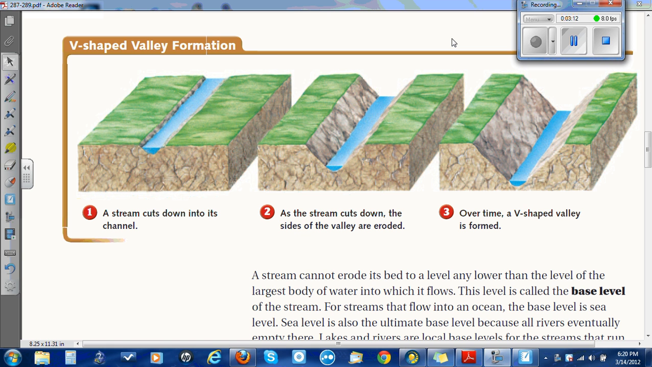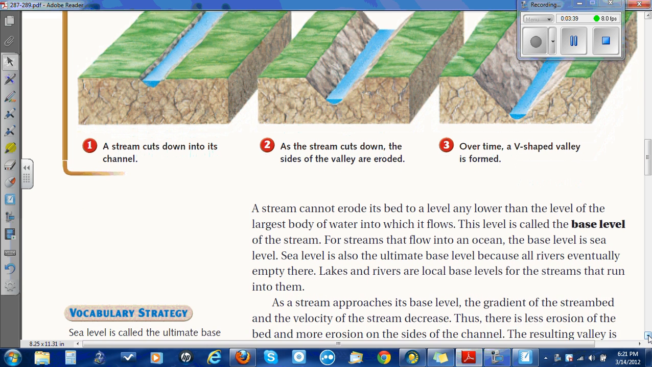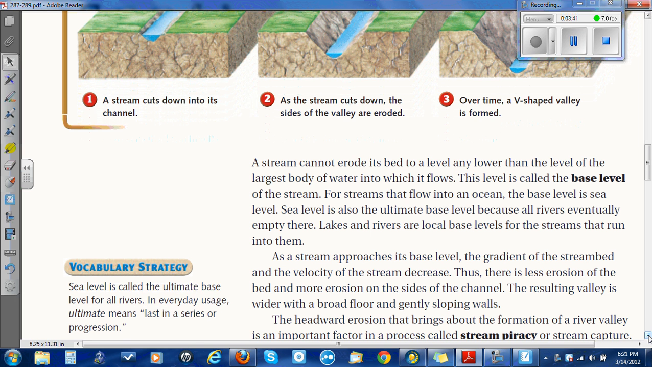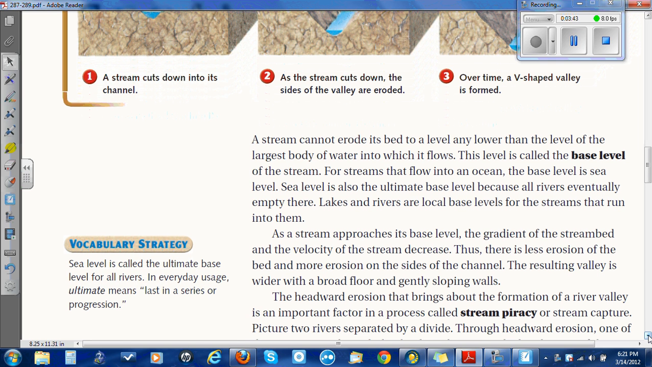V-shaped valley formation. In graphic number 1, you can see that a stream cuts down into its channel. In graphic 2, as the stream cuts down, the sides of the valley are eroded. And finally, in graphic 3, over time, a V-shaped valley is formed. A stream cannot erode its bed to a level any lower than the level of the largest body of water into which it flows. This level is called the base level of the stream.